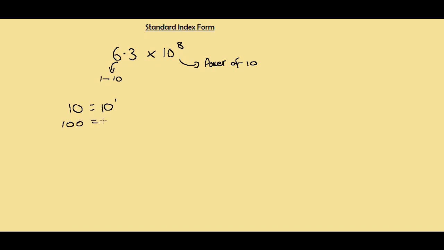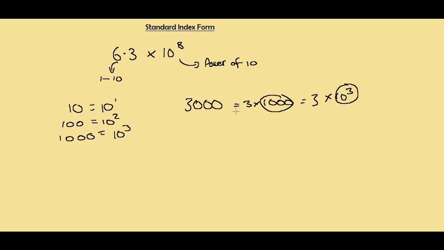100 is 10 to the power of 2. 1000 is 10 to the power of 3, and so on and so forth. We could continue with that. So if I wanted to write, I don't know, say something like 3000, I know this is 3 times by 1000, which would be 3 times 10 to the power of 3, because 1000 is 10 to the power of 3. So this is basically how it works.